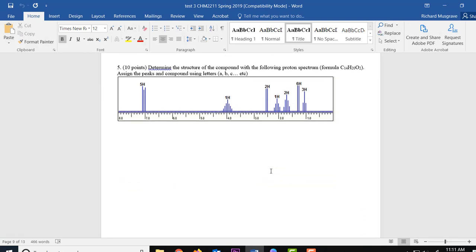Question 5 will be an NMR question. This NMR will be based on either a carboxylic acid, an ester, an acid chloride, acid anhydride, an amide, or a nitrile. So any of those carboxylic acids or carboxylic acid derivatives we've been talking about will be possible for this specific problem.